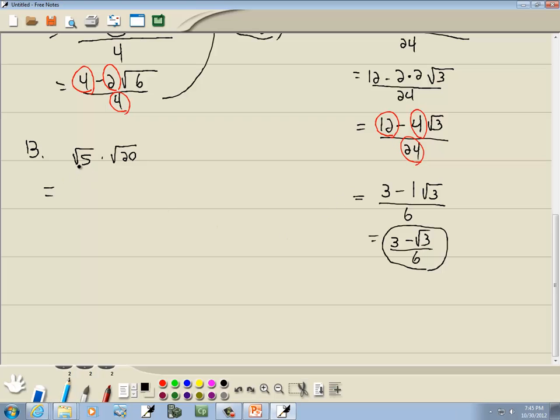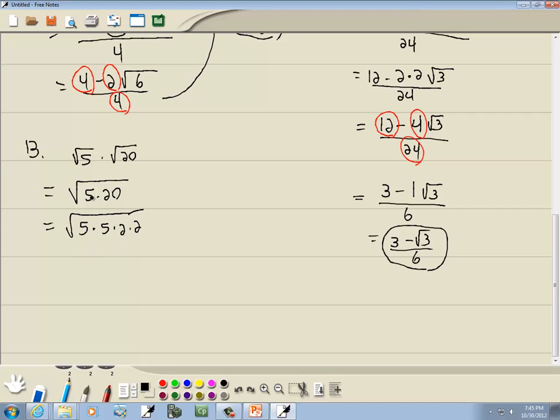Okay. So multiplying these two together, as long as the indexes are the same, you can put them underneath the same radical multiplied together. Now you don't want to actually multiply them together though. The reason why is you want to see what can simplify. 20 is 5 times 2 times 2. That's the prime factorization of 20.